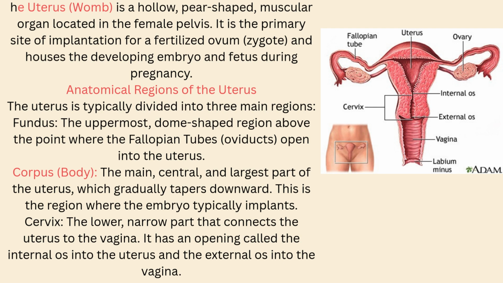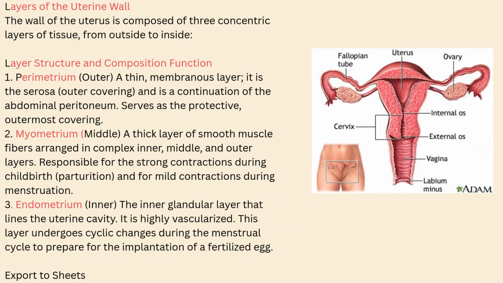The uterus can be divided into three regions. The first one is the fundus. It is the upper dome-shaped part. Normally, implantation of the embryo occurs in the fundus. The second one is the body. It is a broad part of the uterus which gradually tapers downward.